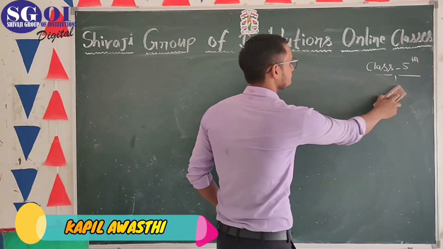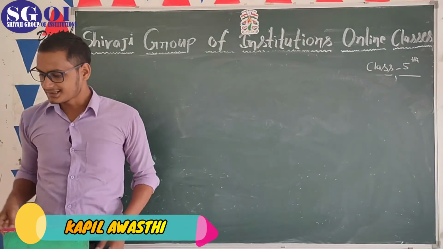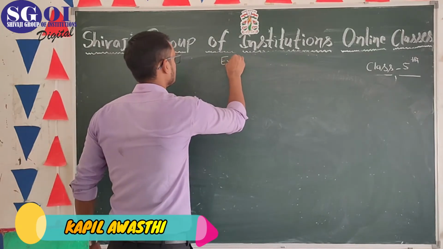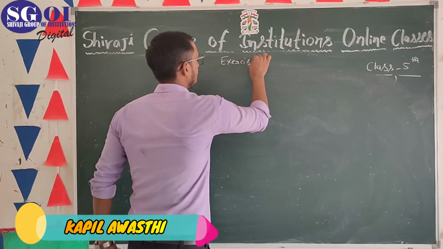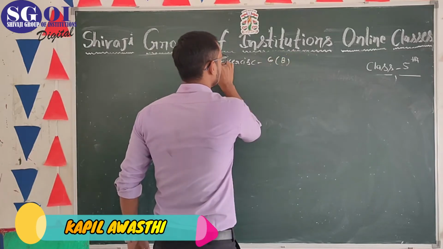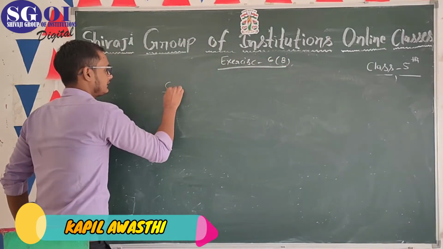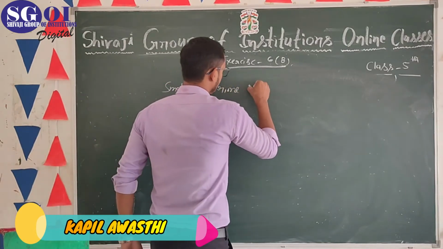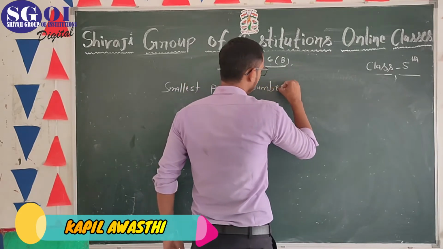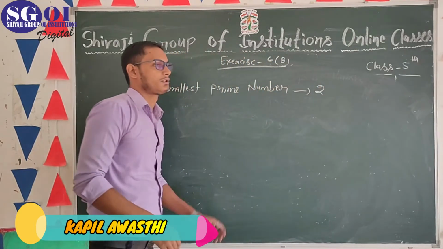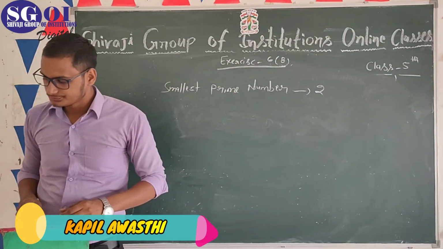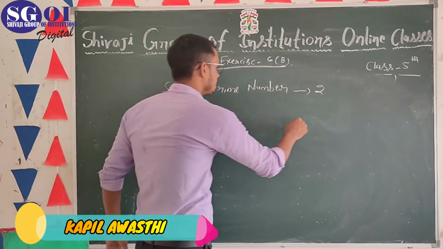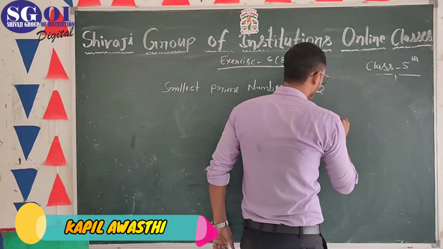So, now we start our exercise 6B. What is the smallest prime number? The smallest prime number is 2. Next, write two prime numbers whose difference is 1.